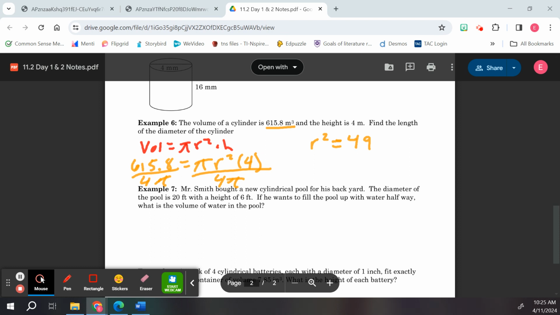Can you get the door, please? Thank you. And then to finish this, we're going to take the square root of each side. So I get r is equal to 7. Now, if I want a diameter, thank you, Devin.